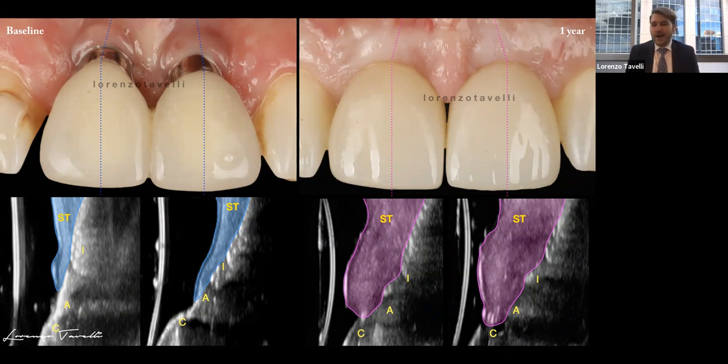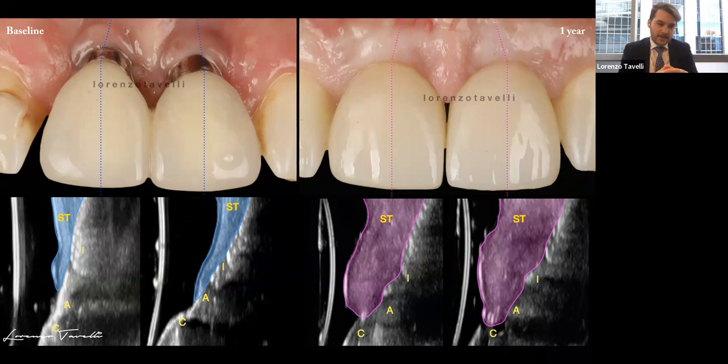So having 2.5, 2.6 millimeter after 6 months, or in this case 1 year, is what is my warranty, is what makes me sleep better overnight. Because in this case, I'm very confident it is going to stay like this in the long term.